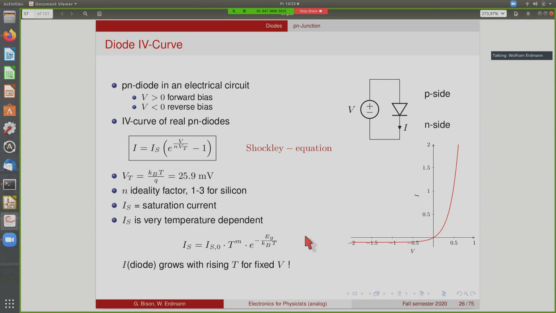Okay, so I think we will take a break now and continue with the diode IV curve, which is of course exactly this term that we've just derived for the junction. Okay, so we'll be back, let's say, at 2:45.